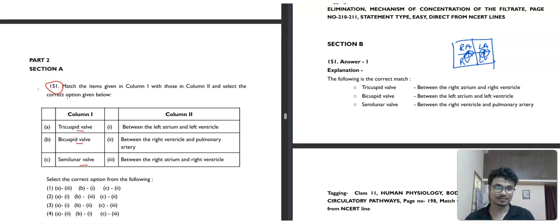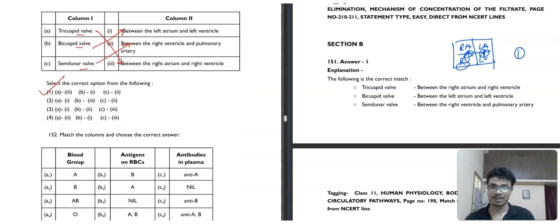This is like this. And the semilunar valve is present between right ventricle and pulmonary artery. So our correct answer will be option number first. A will be right atrium and right ventricle. Then B will be left atrium and left ventricle, and C is pulmonary artery and right ventricle. Then question number 152.